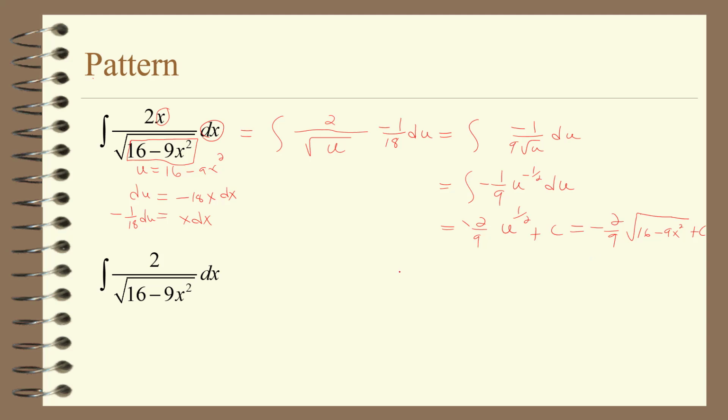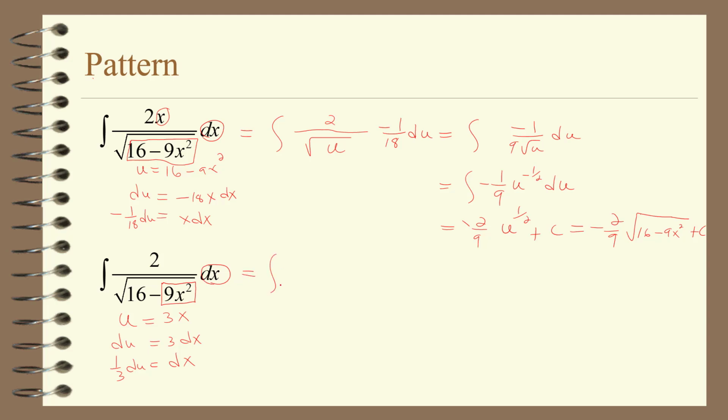That's the answer. Doing it again, this time though, notice the derivative of the inside of the square root has an x, and there's no x there. That's how I know not to make u be 16 minus 9x squared, because its derivative would be off by more than just a constant. So I'll try this time, let u equal 3x, then du will equal 3 dx, and I'll get 1/3 du is equal to dx. That means that this part right here is actually u squared, and dx is 1/3 du.